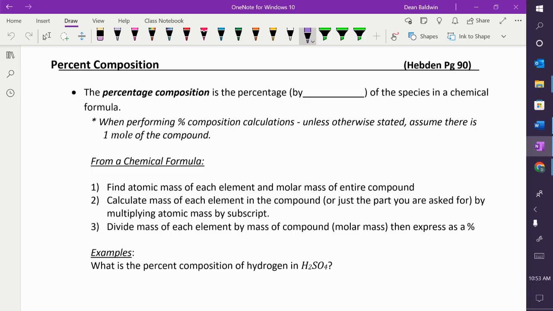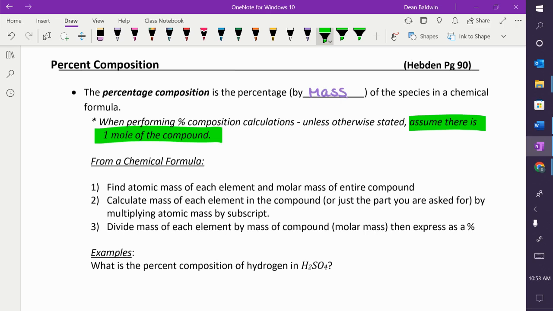Percent composition is basically the percentage by mass of the species. You're just breaking down what percent of the chemical formula each element is, or whatever I'm asking. Always assume, unless stated otherwise, it's 1 mole of the compound. Makes your life easier.